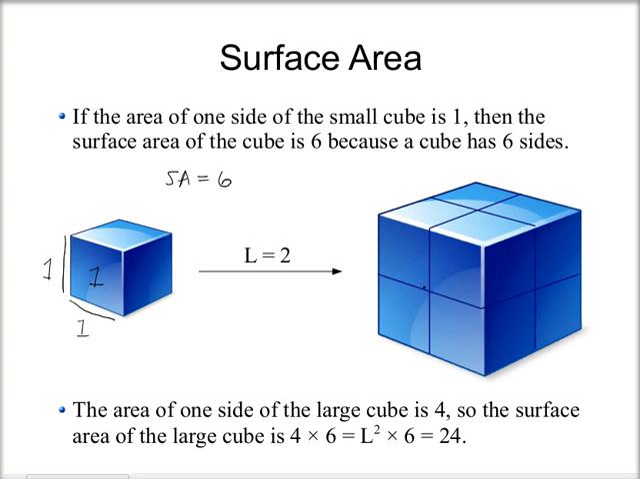So now if I look at my large cube, the surface area will scale up like L squared, and you can see that each face of my large cube fits 4 faces of my smaller cube, so each of these has a surface area of 1 for a quarter of the side, so each side of my larger cube has a surface area of 4. And there are 6 sides, so its total surface area is going to be 4 times 6, or L squared times 6, which is 24.